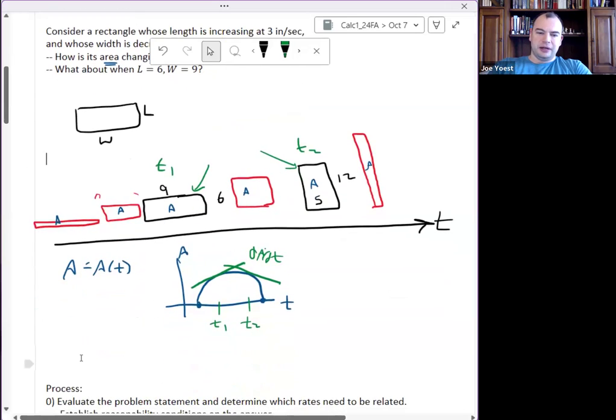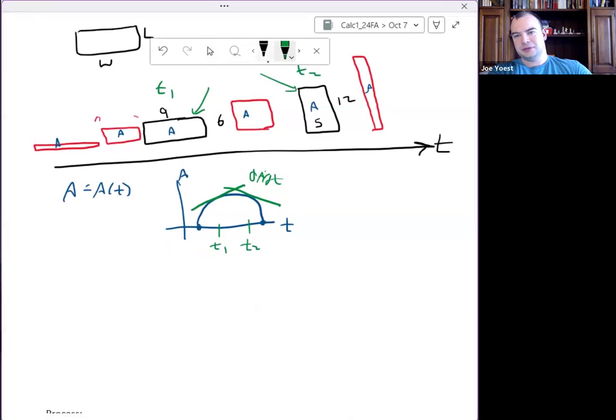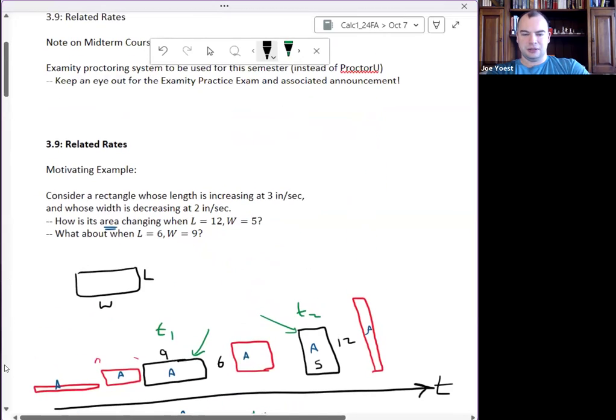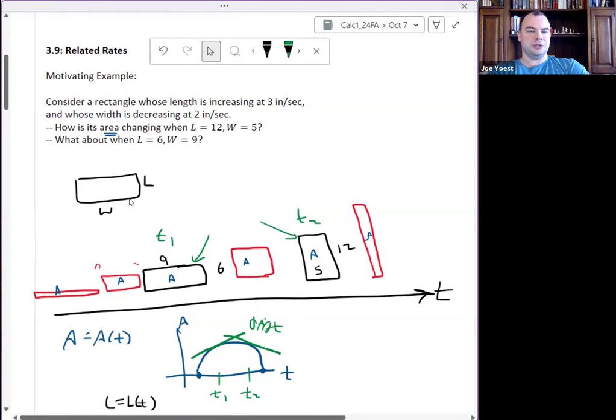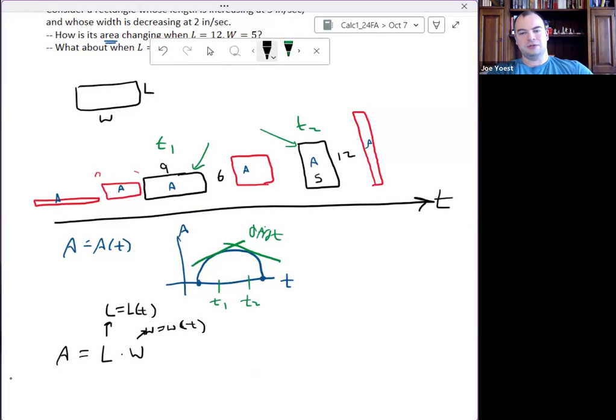I also know that my area is related to length and width, of course, right? The area is length times width. And the dependence on t comes from the fact that the length is really a function of t. The length is increasing over time. And the width also is a function of t. The width is decreasing over time.